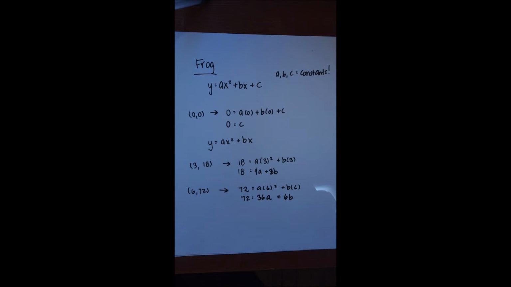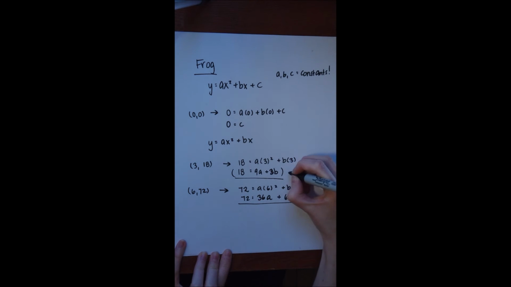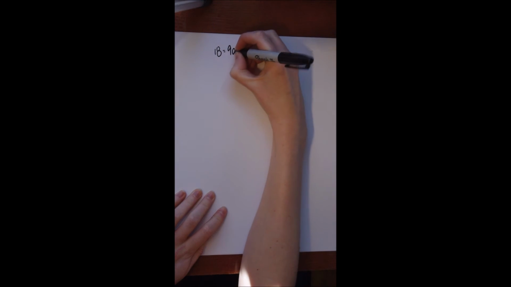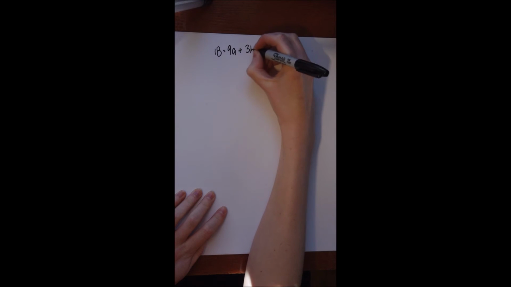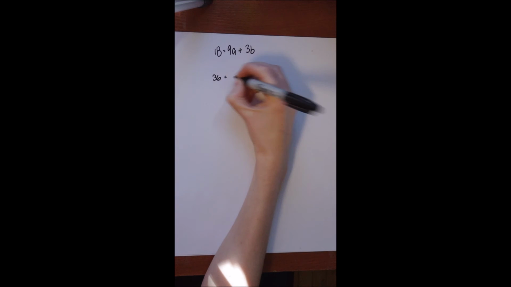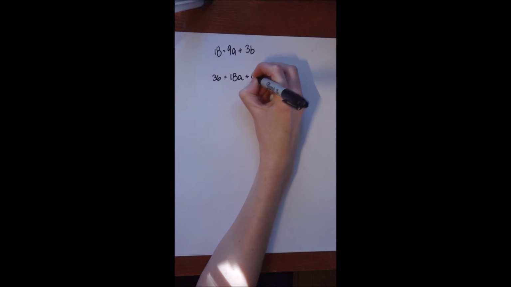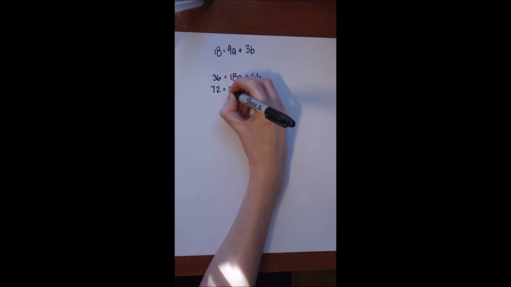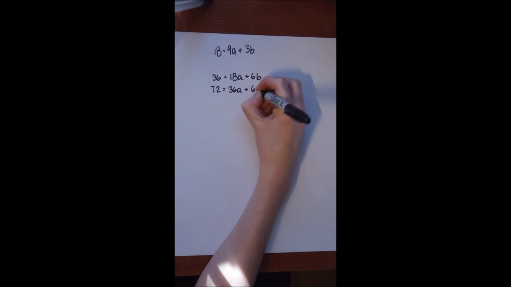What we're going to do now is take our two equations, so this one and this one, and subtract them. In order to make that easier, we want to cancel one of the values very simply. So we're going to multiply this equation times 2, like this. So taking our equation, we have 18 is equal to 9a plus 3b. Like I said, we want to multiply this equation by 2, so we are going to get 36 is equal to 18a plus 6b. Taking our second equation, we have 72 is equal to 36a plus 6b.